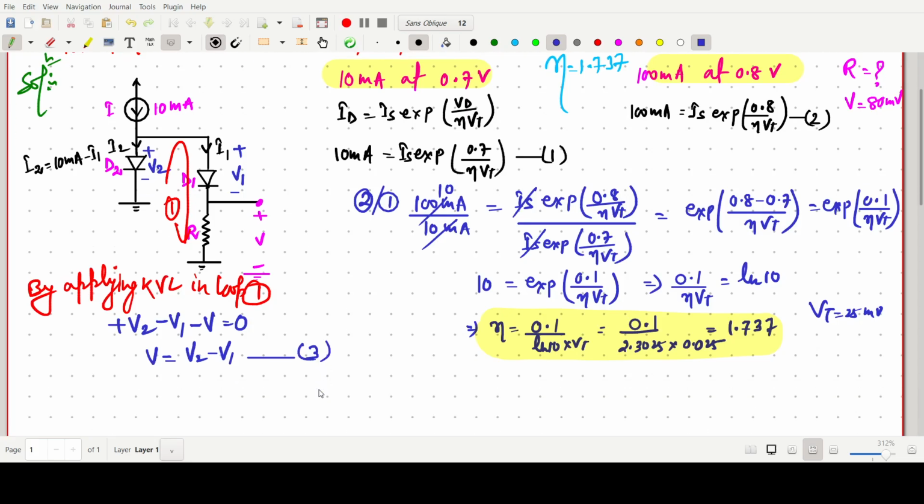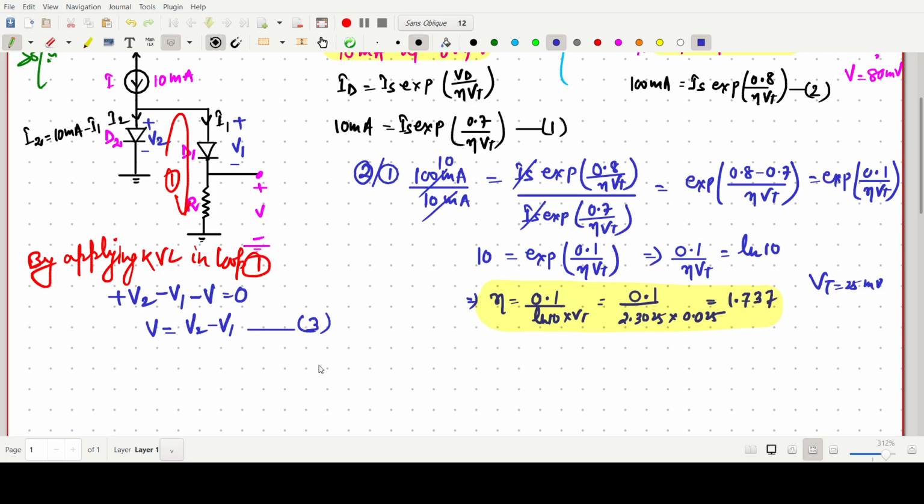Now by using the diode equation, this one is the I2 current and this one is our I1 current. First we are just starting with the I1 current.